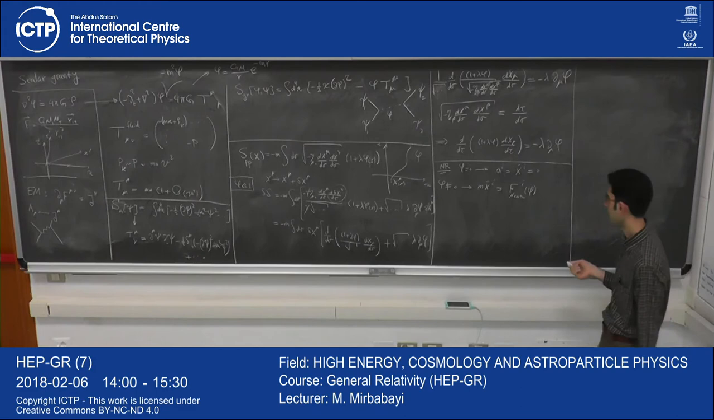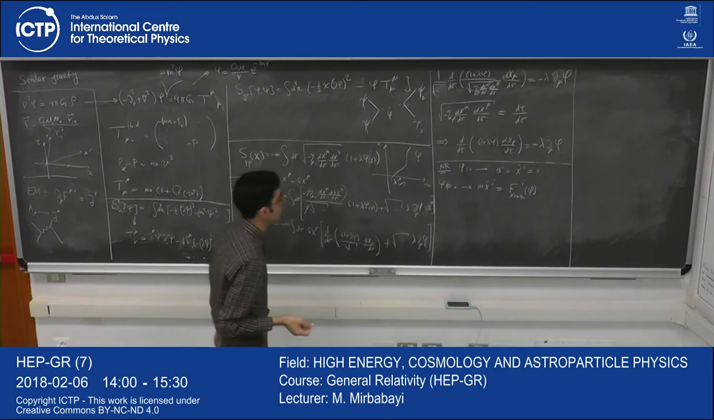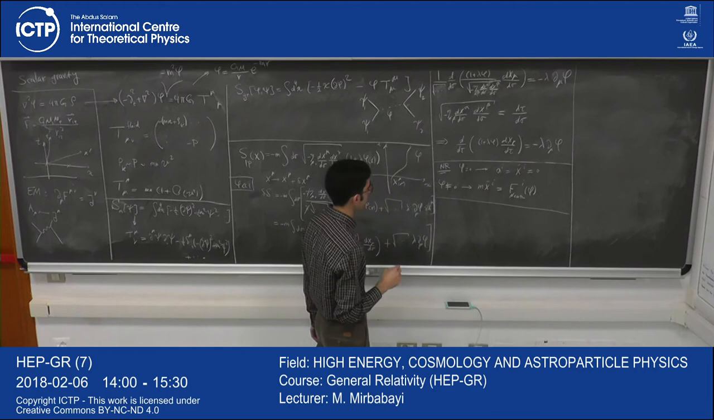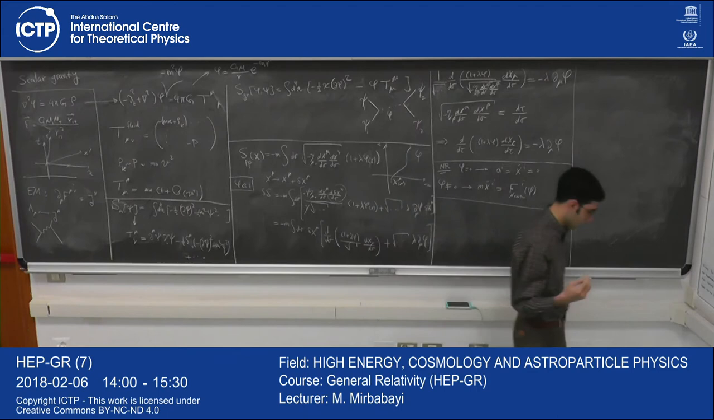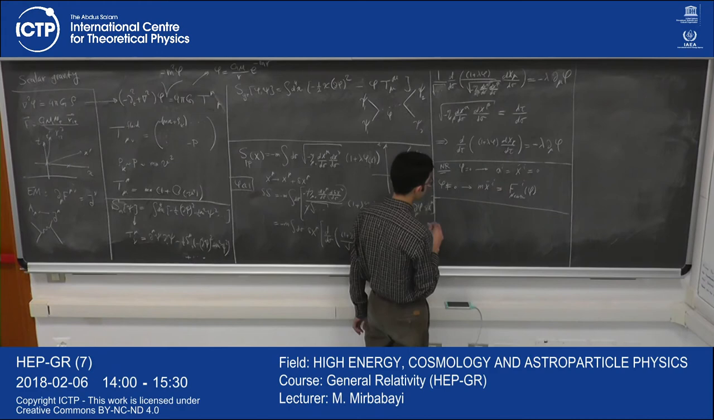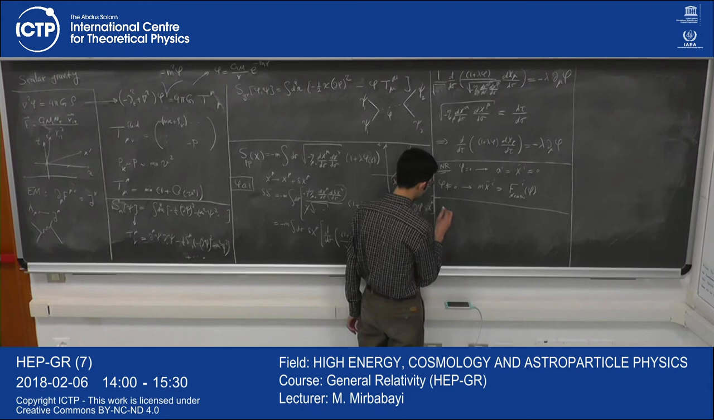Okay, so how do we do that? First we look at the zeros component of the equation. That tells us how t is related to tau. So if I have dx mu d tau, that is the four velocity of my point particle.